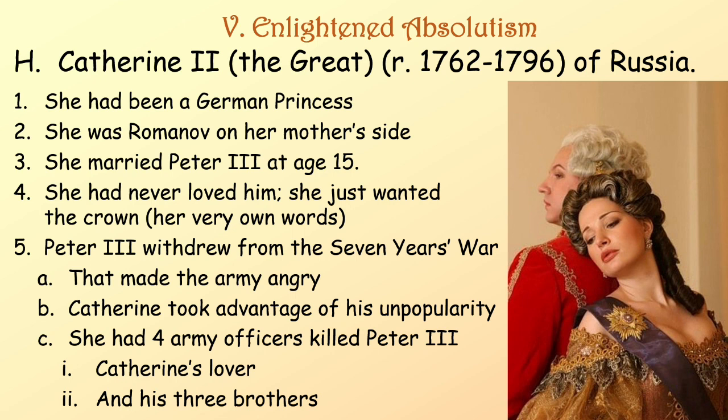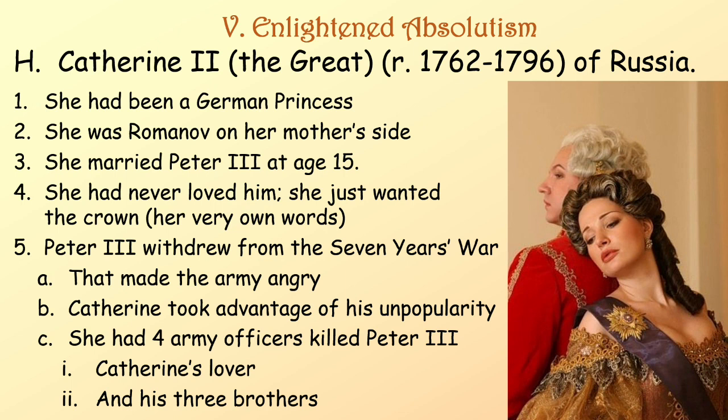Moving on to Catherine II, or Catherine the Great, and she ruled from 1762 to 1796. She was the Empress of Russia. She had actually been a German princess, but she was a Romanov from the Russian Romanov family on her mother's side. She married Peter III at the age of 15. She had never loved him. She just wanted access to the crown. Those are her very own words.